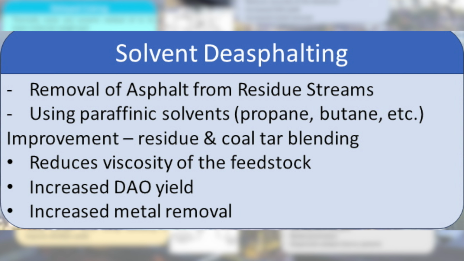Besides that, adding coal tar also has numerous other advantages, most notably removing sulfur and heavy metals such as nickel and vanadium. Blending the vacuum residue with coal tar also reduces the viscosity, which will reduce the resistance to mass transfer in the solvent deasphalting unit, and therefore increase the conversion of the vacuum residue.